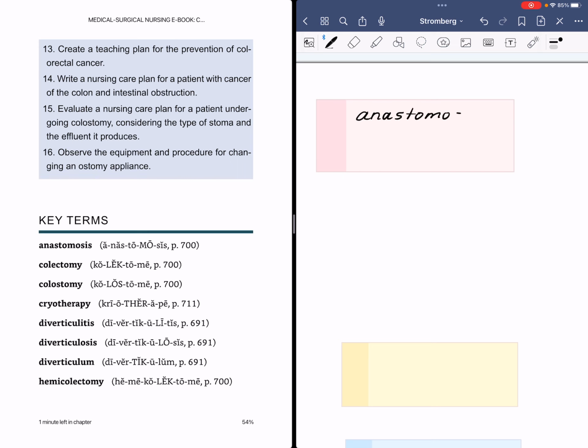And then I personally like to break the word into syllables, especially when the word is this long. So we have a, nas, to, mo, sis. Anastomosis. That is a 5-syllable word.